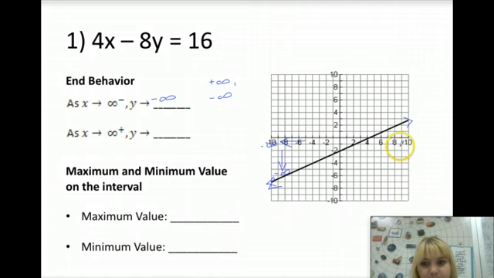As x approaches positive infinity, as our x values are moving to the right, what are our y values doing? Our y values are increasing. So you can sort of draw a triangle there. They're increasing to positive infinity.